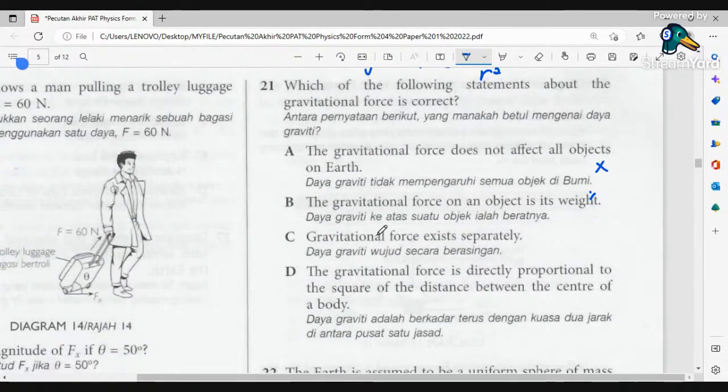B, gravitational force on an object is its weight. Of course, gravitational force is weight. C, gravitational force exists separately. What is that? Correct. Gravitational force is directly proportional to the square of the distance. Wrong, it is not directly proportional, it should be inversely proportional. Okay, so the answer is D.